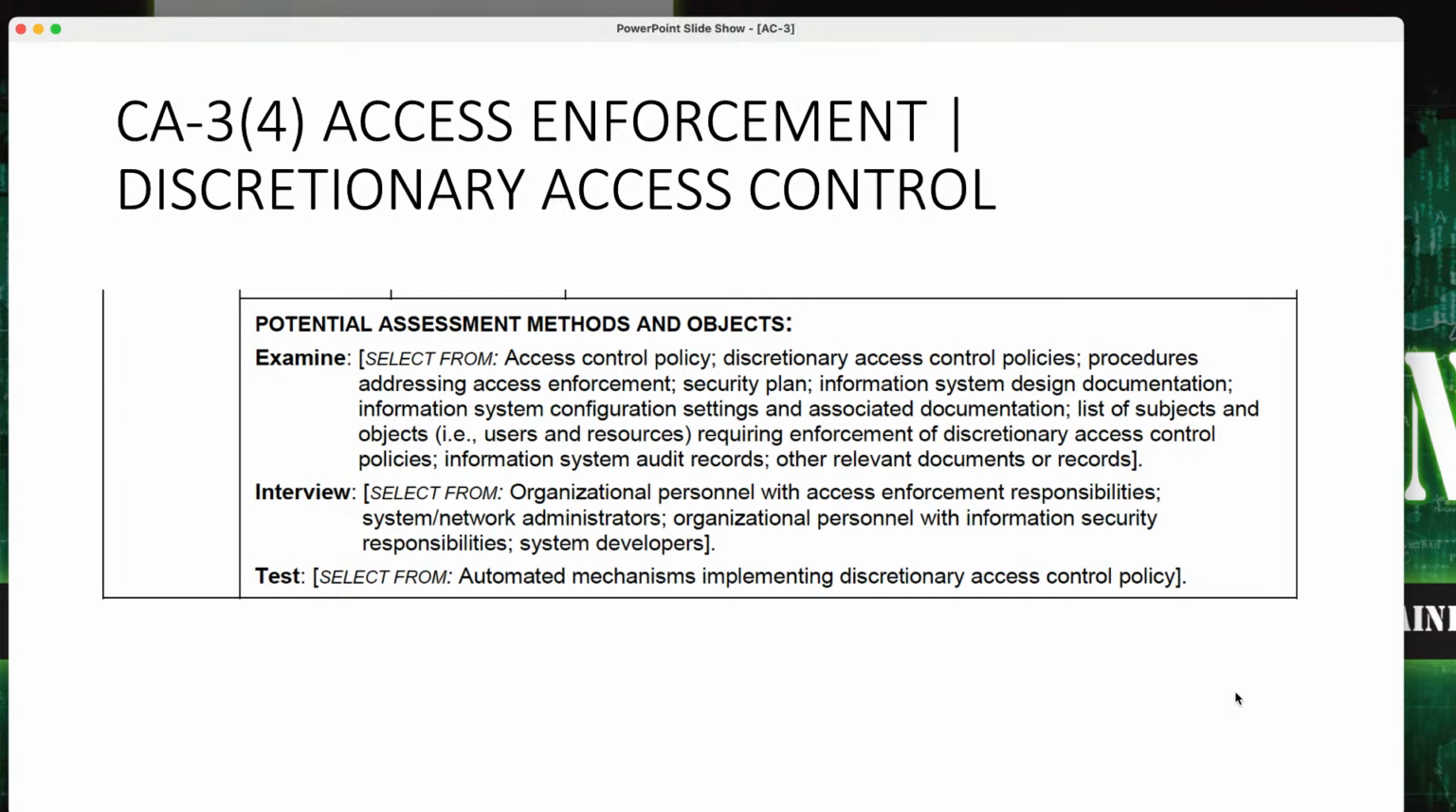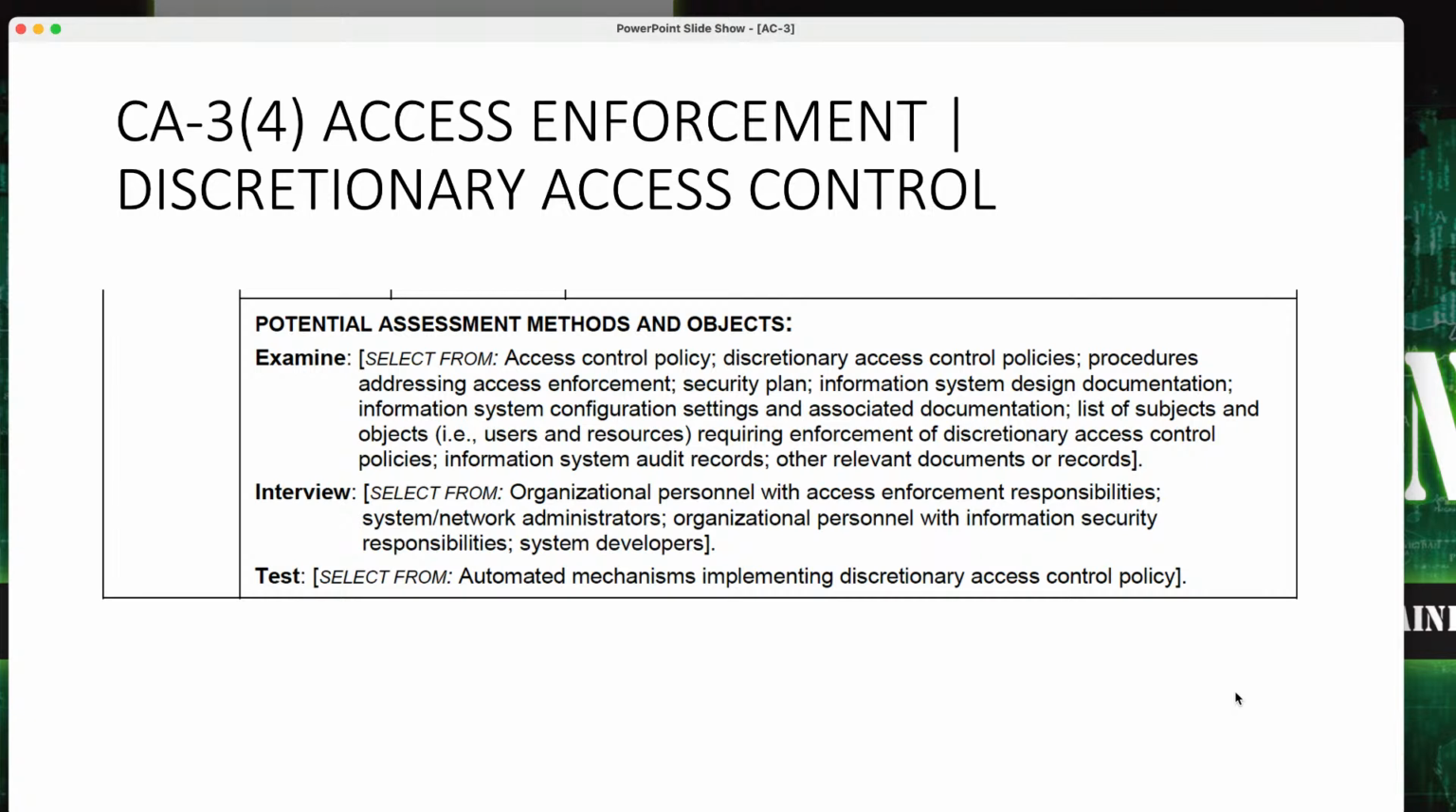We'll make sure that they cover the information that is required in the control and that it really tells the people what they can do. Then we'll interview organizational personnel with access enforcement responsibility, and those folks that also have access to the system. Folks with security responsibility, system developers, system and network administrators, and then let's check those automated mechanisms implementing discretionary access control. Just because it's discretionary access control doesn't mean that there's no access control.